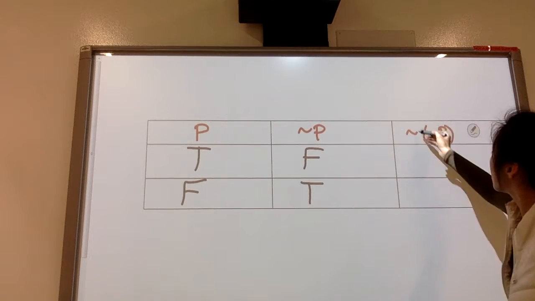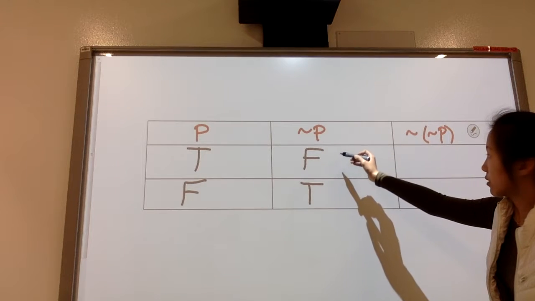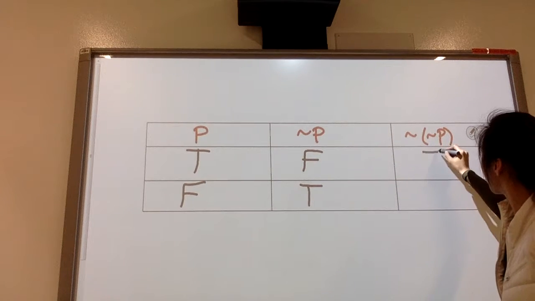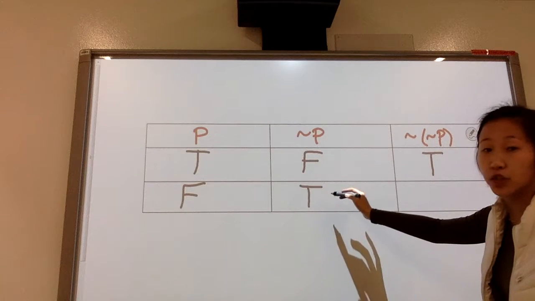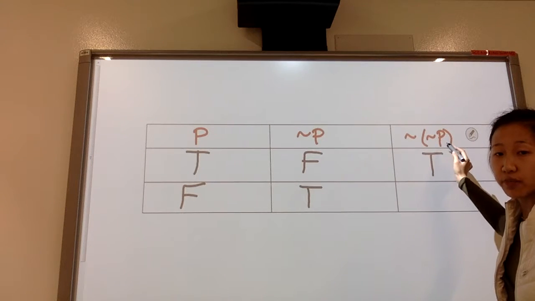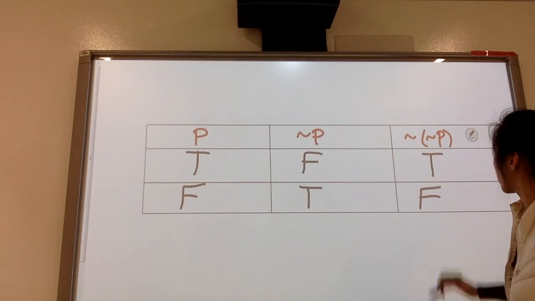So we negate not P. So the negation of false, we here have true. In the next row, we have the negation of P is true. So the double negation of P would be false.